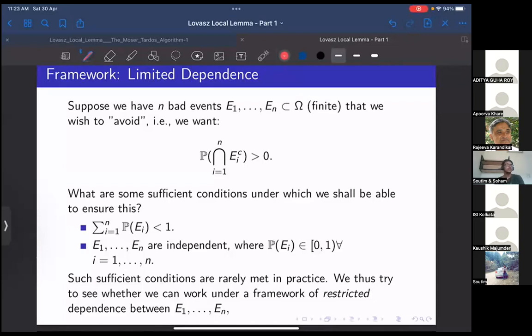So in the context of graph coloring, what can be bad events? Bad events may be the presence of a monochromatic edge in the graph. So we want to avoid such kind of events, right? So what we want to do is ensure that the intersection of Ei complement, that none of the bad events occur, has positive probability. So what are some sufficient conditions under which we shall be able to ensure this?